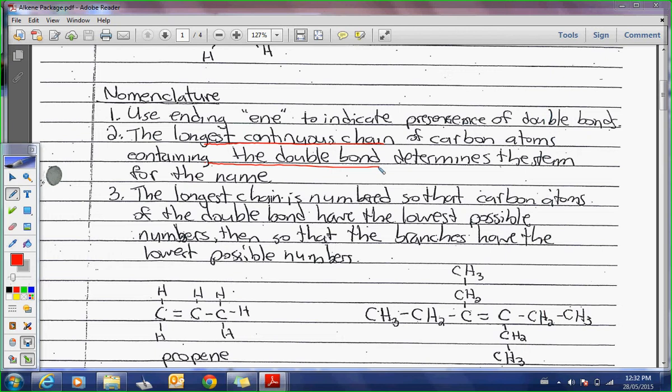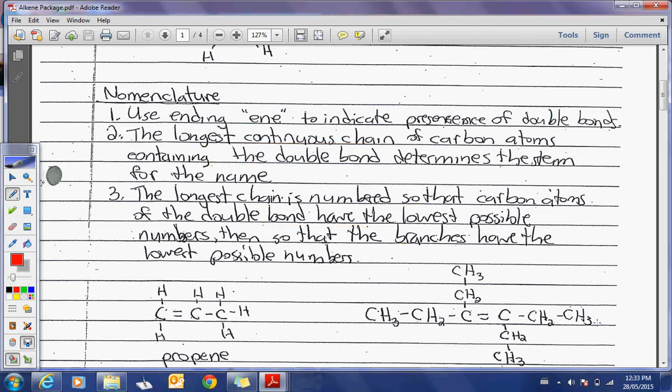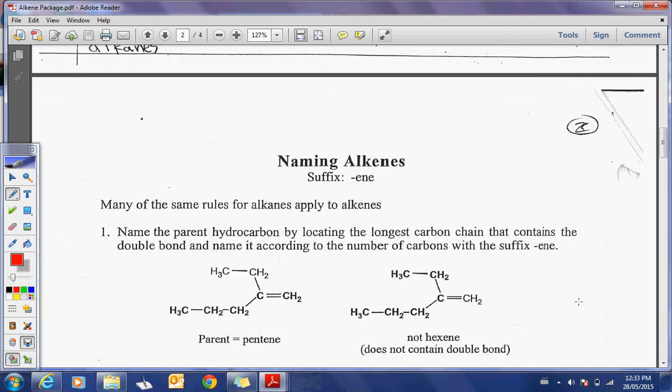Okay? Then again, you number the chain, but pay attention to this. You want the double bond to have the lowest possible number. And the branches. Okay, so there's 3 things that you're going to number. So you want to make sure all 3 of them have the lowest number occupied. Okay, and then I'm going to actually skip to these examples here because I like these ones better. So I'm going to go to the next page here.